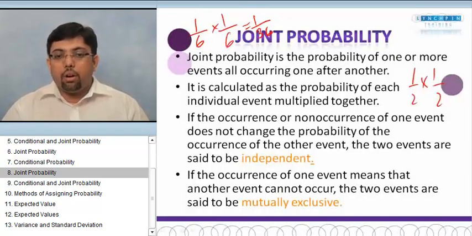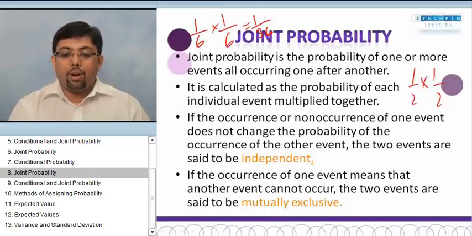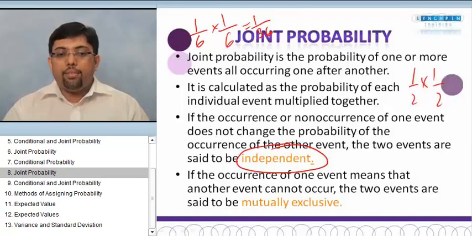If the occurrence or non-occurrence of one event does not change the probability of the occurrence of another event, the two events are said to be independent. Why? Because they are not dependent on each other. If the occurrence of one event means that another event cannot occur, they are mutually exclusive.